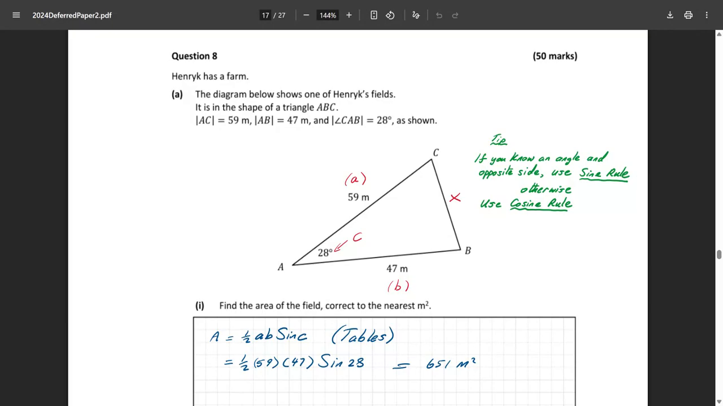This is 2024, the deferred paper. It's paper 2. We're in section B, the long questions. And this is question 8, which is a question on trigonometry.